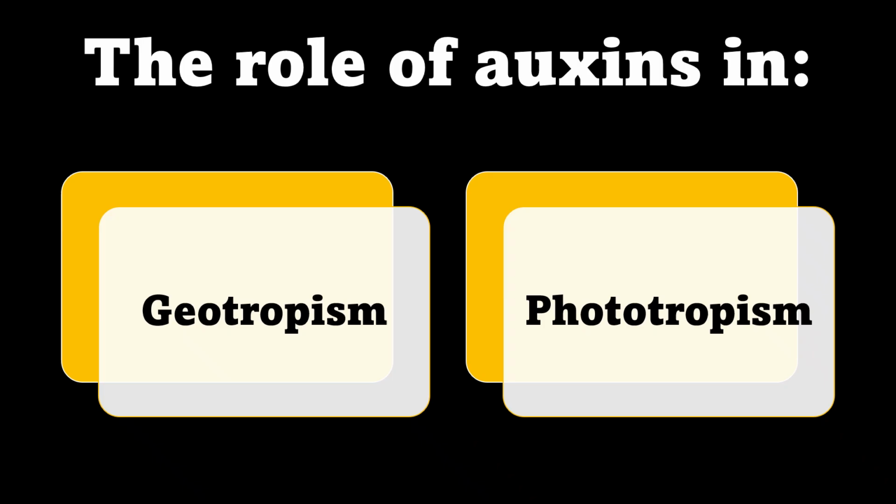Now we need to know, for geotropism and phototropism to occur, auxins are required. And auxins are the main hormones. They are the main hormones involved in geotropism and phototropism. I will start with phototropism, then we go on to geotropism.